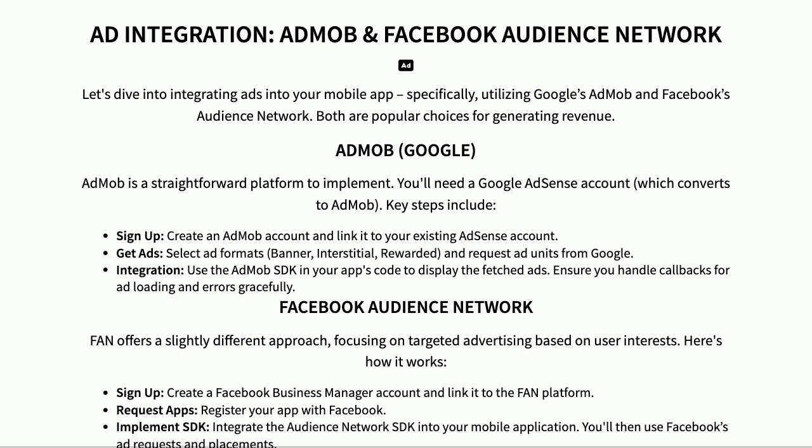Facebook Audience Network is a little more involved. You'll need a Business Manager account, register your app with Facebook, and then use their SDK to serve targeted ads based on user interests. It's worth noting that AdMob can be easier to get started with quickly, while FAN offers better targeting options, so think about what works best for your app.